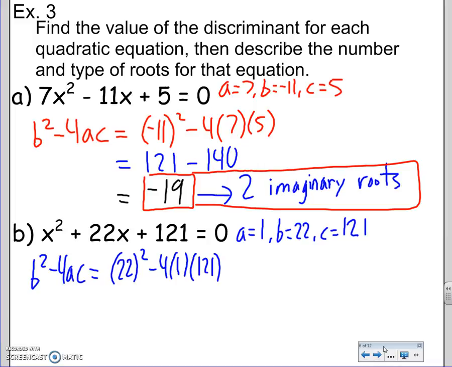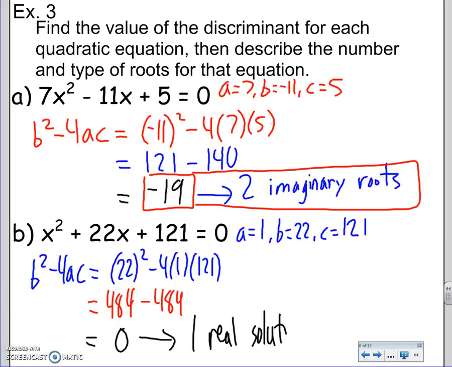I'm going to use a calculator for that, so give me 1 second to get that. 22 squared is 484, minus 4 times 121 times 1 is also 484. Well, if I subtract those, I get 0. That is the discriminant. So if the number is 0, I'm not really adding or subtracting anything. That means there's only one real solution. So the value of the discriminant was 0. And because it was 0, that means there's only one real solution.